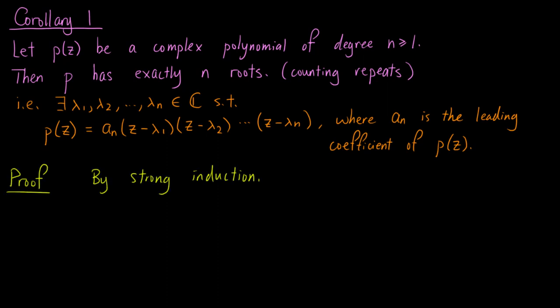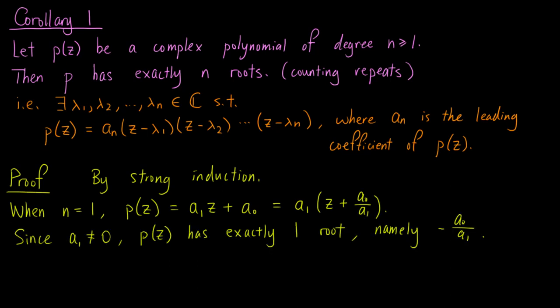We will prove this result by strong induction. The base case is n equals 1, in which case p(z) equals a_1 z + a_0, which equals a_1 times (z plus a_0 over a_1).